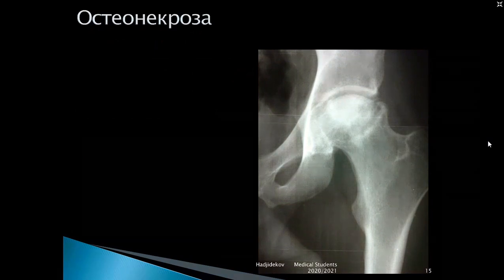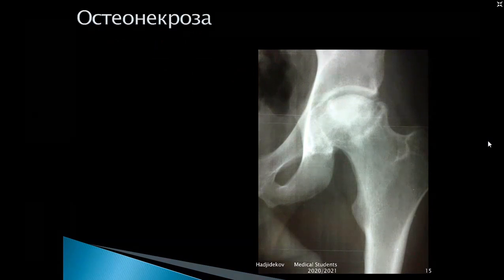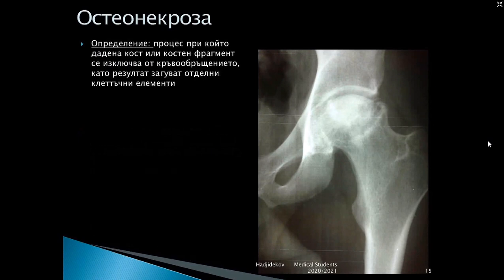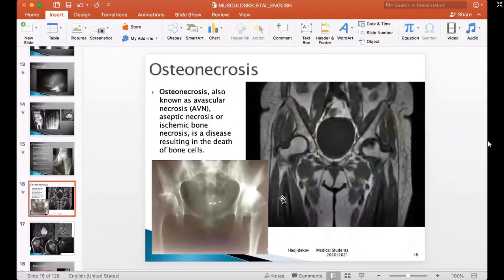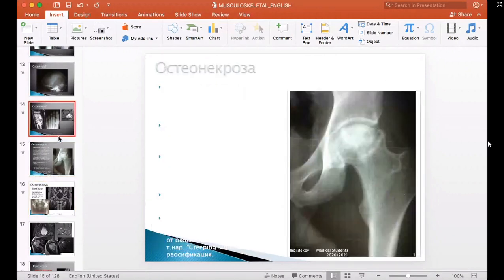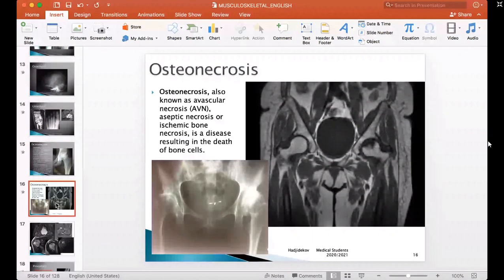Okay, osteonecrosis. Osteonecrosis affects mainly... I don't know why this is in Bulgarian here. Okay, so only this slide is in Bulgarian. I'm sorry about that. Anyway, I will keep it. I will move to the next one.